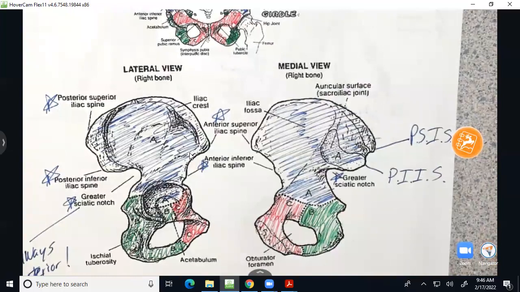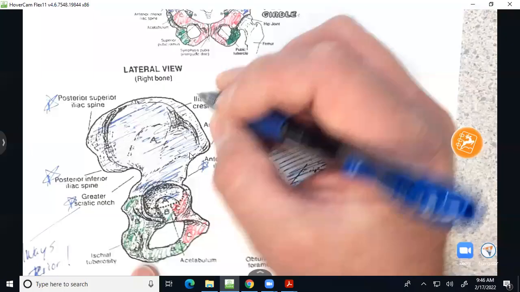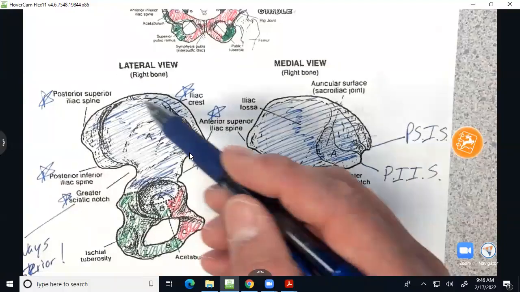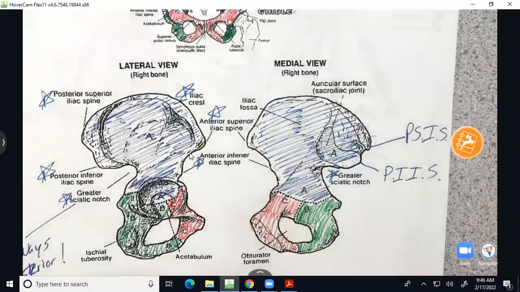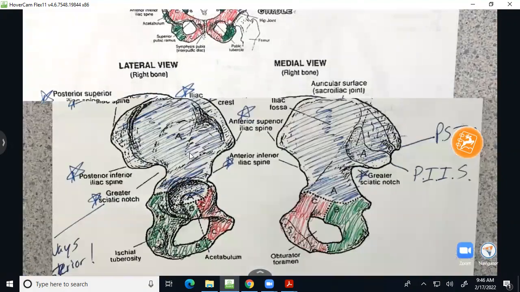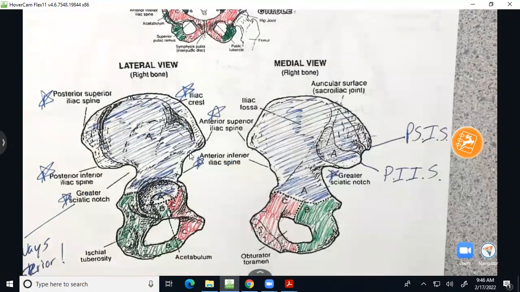Other structures on the iliac region of this bone include the iliac crest. The iliac crest is the upper rim formed by the iliac bone, or iliac region, I should say, the upper curving boundary of the ilium. Pretty pronounced there in the anterior view. The posterior view, or excuse me, sorry, I keep saying anterior, posterior.